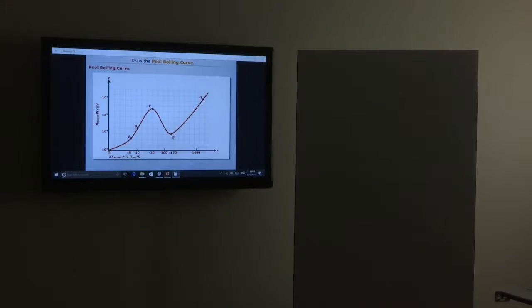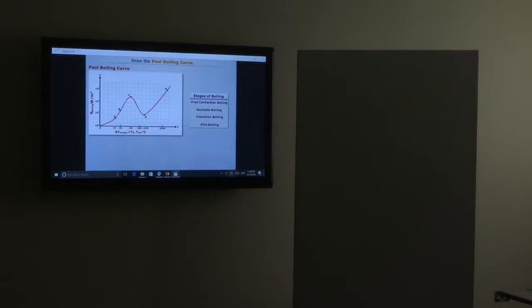The curve OABCDE is known as the pool boiling curve of water. Here, curve OA represents the stage free convection boiling. Curve ABC represents the stage nucleate boiling. Curve CD represents the stage transition boiling. And curve DE represents the stage film boiling. Now let's understand each section of the curve one by one.